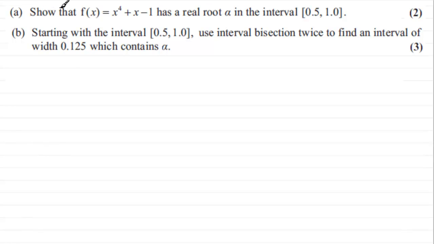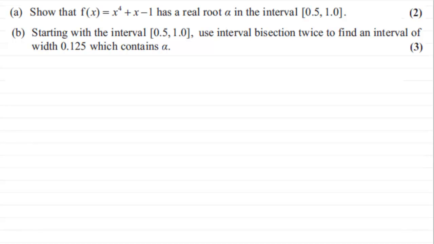Well, for this example, we've got to show that f of x equals x to the power 4 plus x minus 1 has a real root alpha in the interval 0.5 to 1. And then we've got to start with this interval 0.5 to 1 and use the interval bisection method twice to find an interval of width 0.125 which contains alpha. So if you haven't tried this question already, just pause the video, come back when ready, and I'll take you through the worked solution.